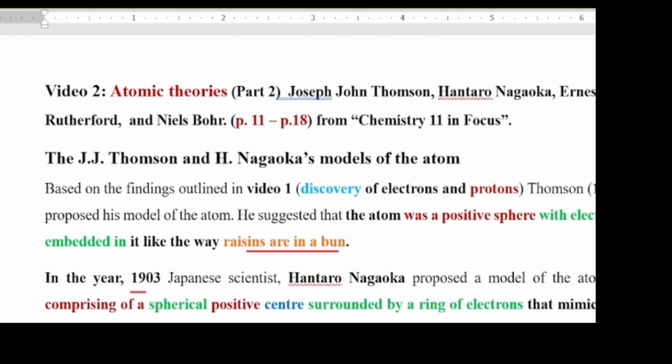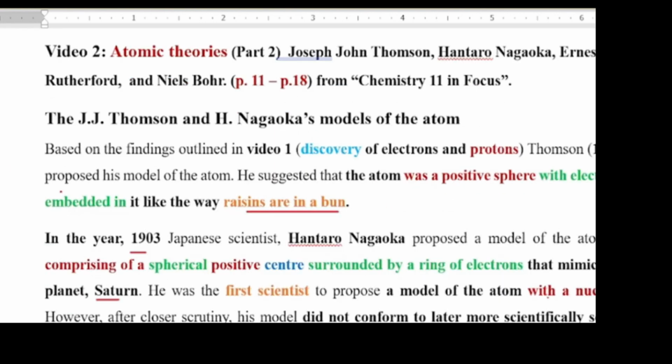The following tutorial discusses the various models of the atom proposed by the following renowned scientists: J.J. Thomson, Hantaro Nagaoka, Ernest Rutherford, and Niels Bohr.